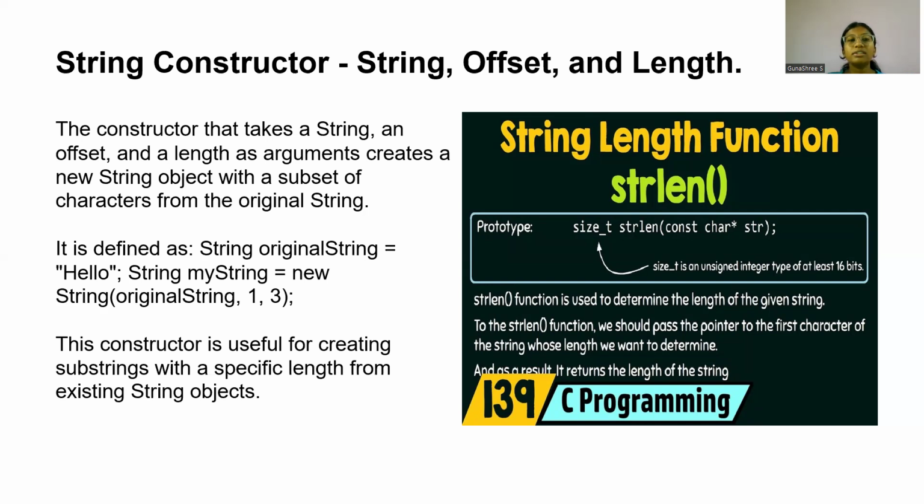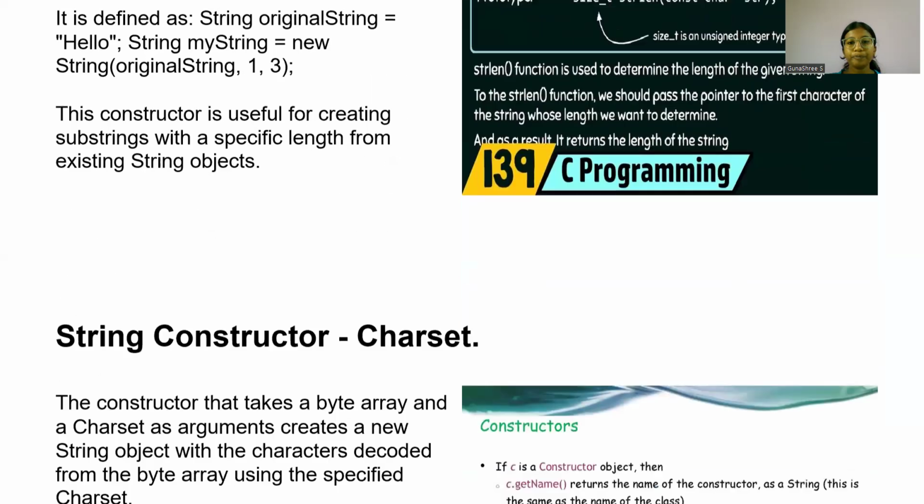So String originalString = "hello"; String myString = new String(originalString, 1, 3). So the elements that are present in the string from character sequence 1 to 3 will be printed. So it is used for creating substrings with a specific length from already existing string objects.